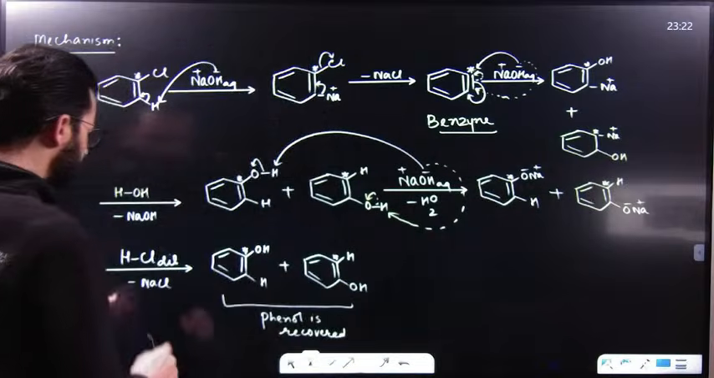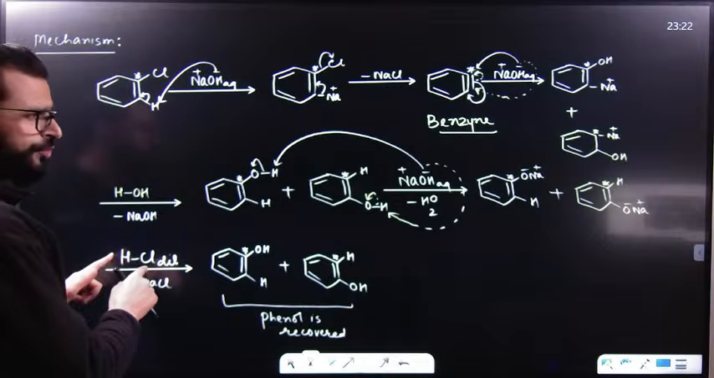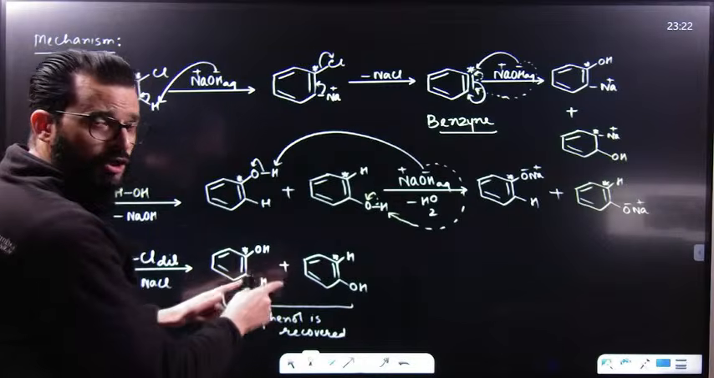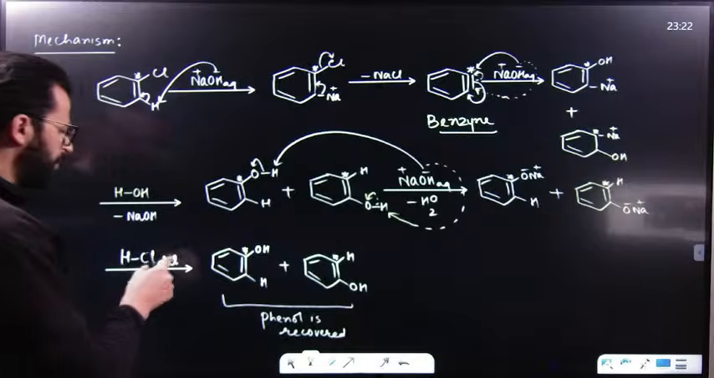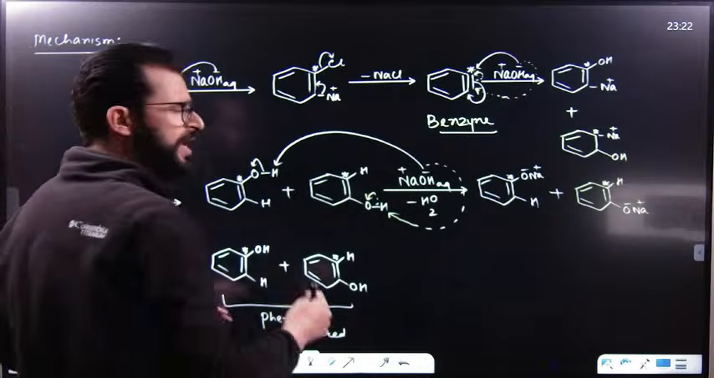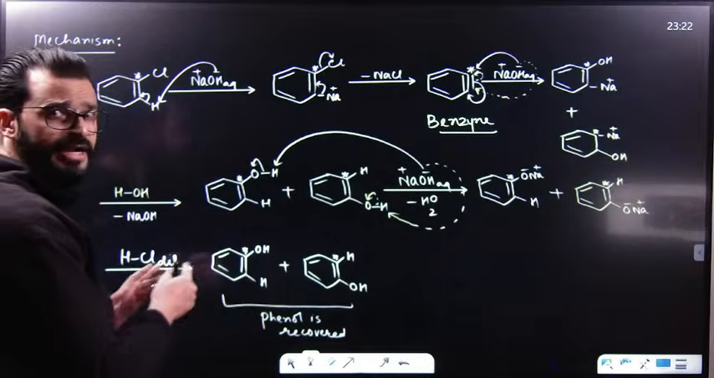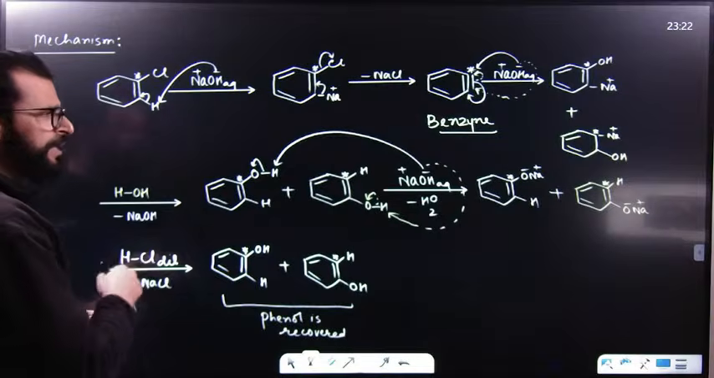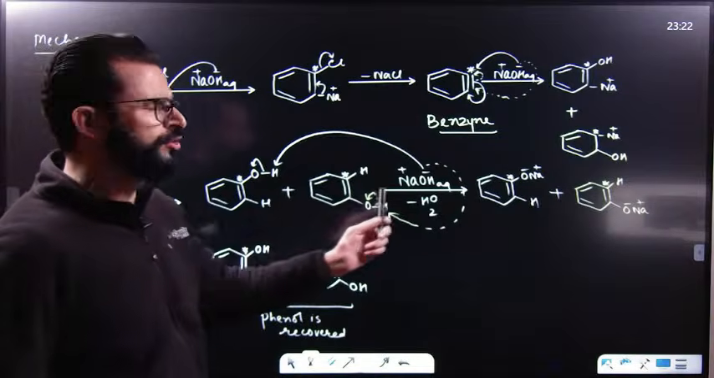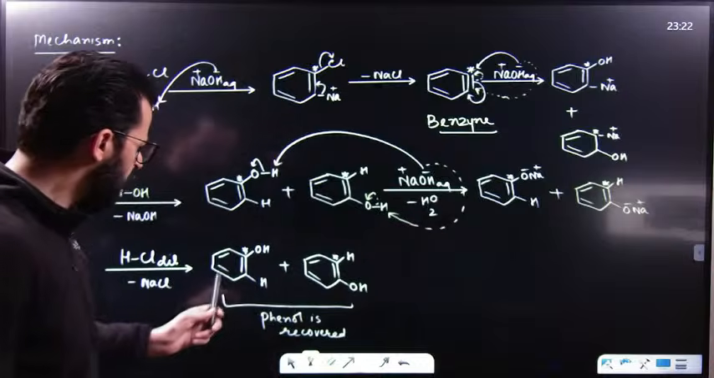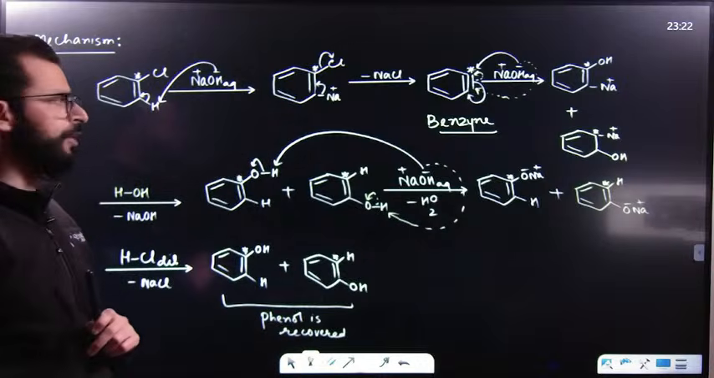That's why we add dilute HCl so that phenol can be formed. When we add dilute HCl, first it forms phenol, and second it will neutralize all the base there so that phenol can be recovered. But have a look.